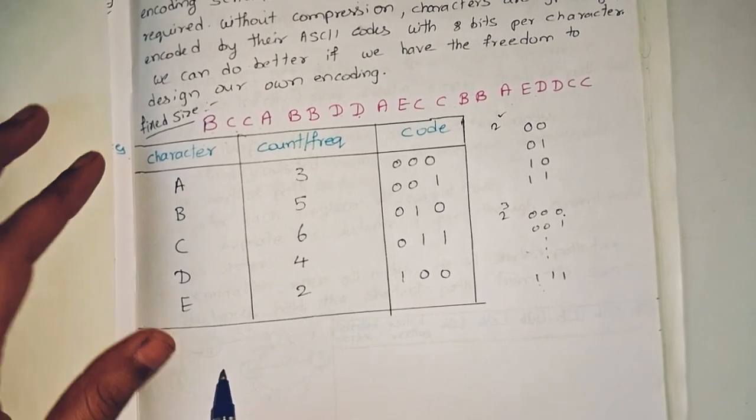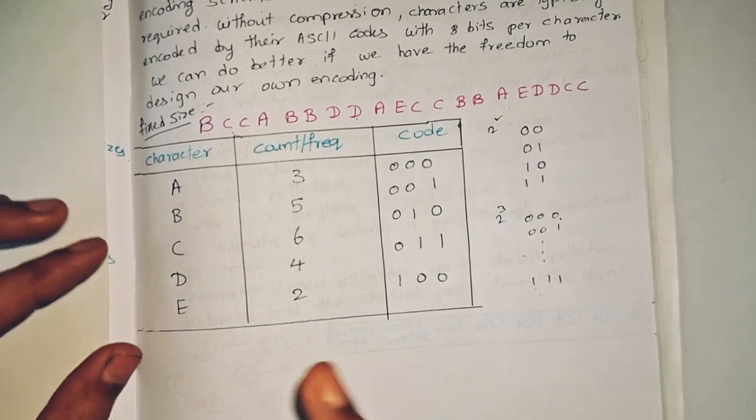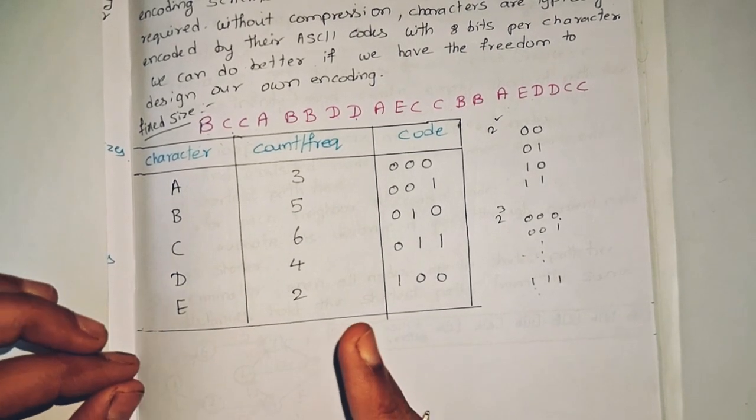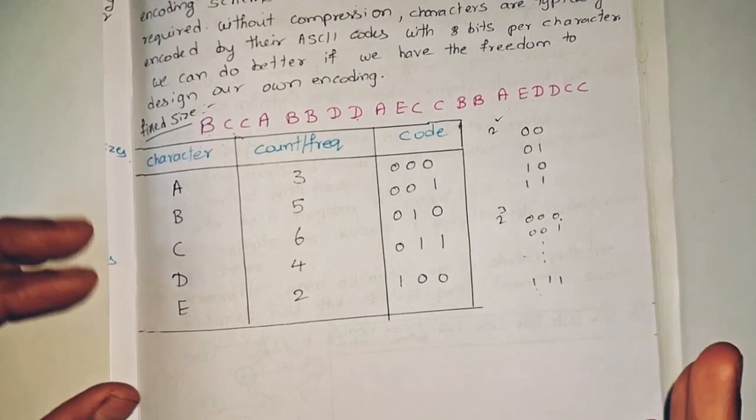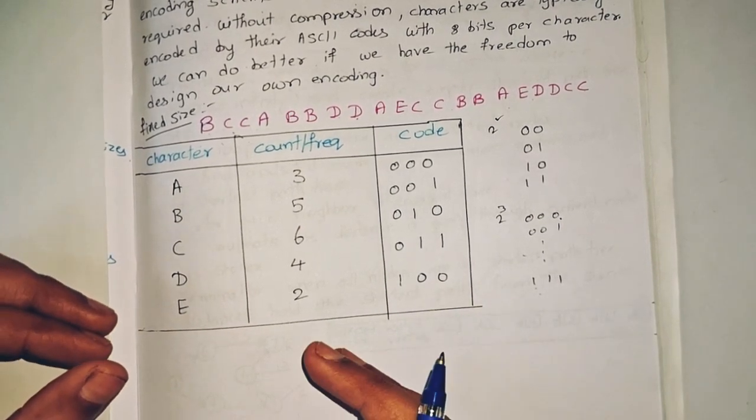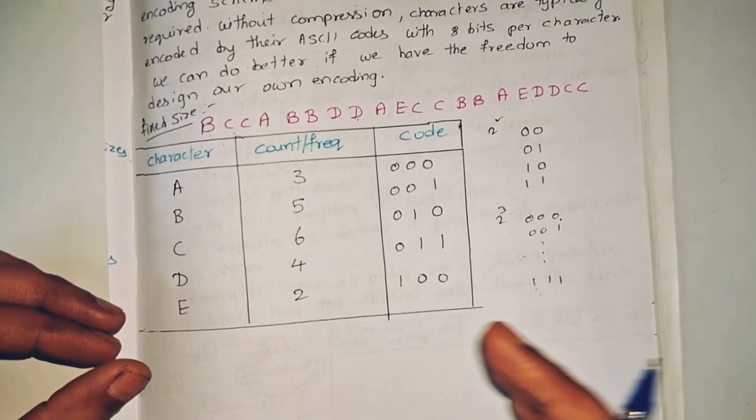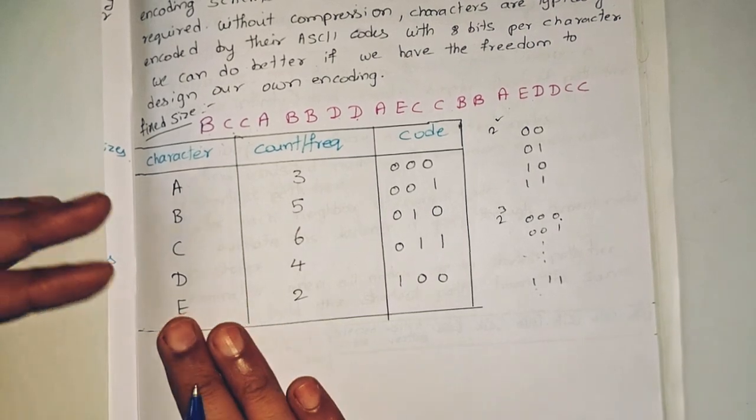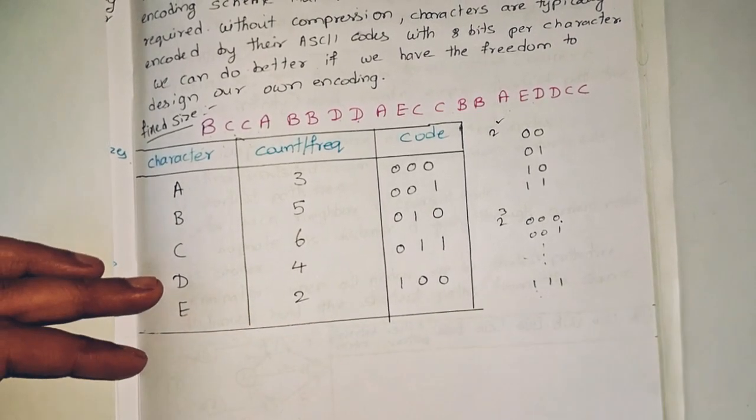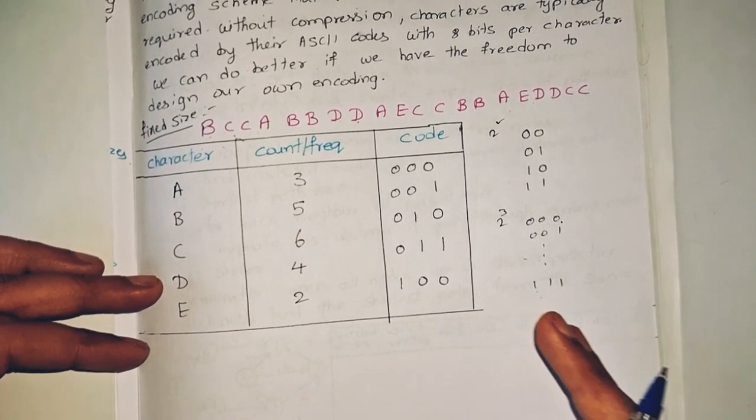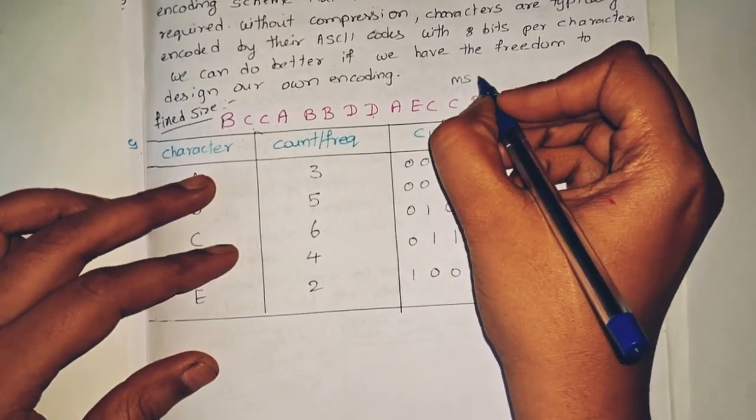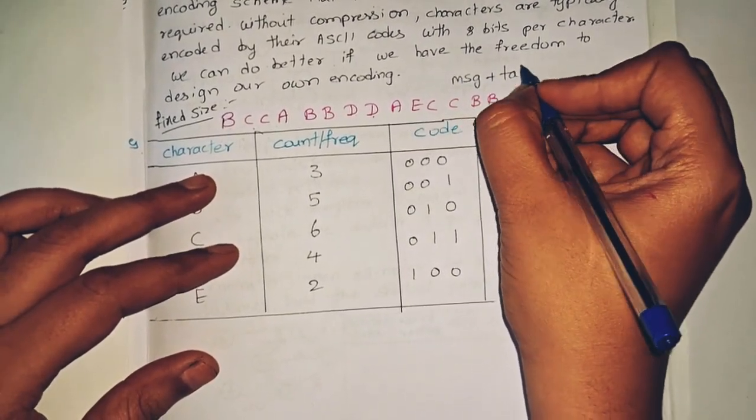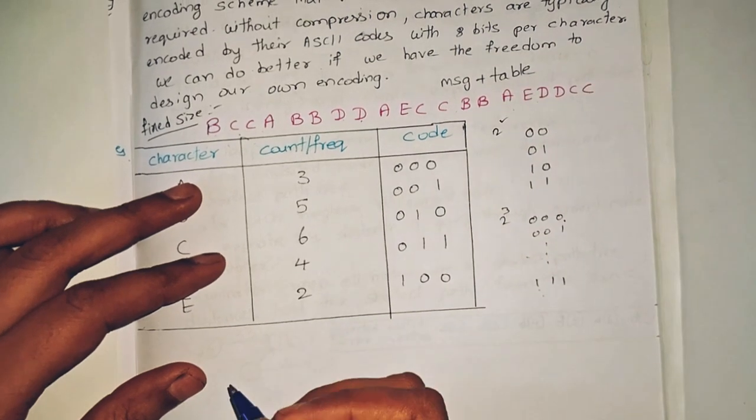Now, in order to transmit the message, we have to add the message and the encoded data also. Along with the message, we have to send the table where we are compressing the characters to a particular code. So we have to attach that coding also, in the format of a table, to the message. So we have to transmit the message along with the table.